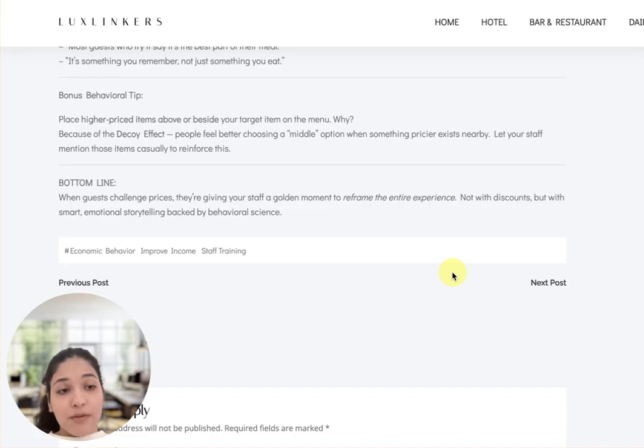As I told you and recommend, place higher priced items above or beside your target item. You have to know that you need some kind of target item on your menu. Why? Because of the decoy effect. People feel better choosing a middle option when something pricier exists nearby. Let your staff mention those items casually to reinforce this.